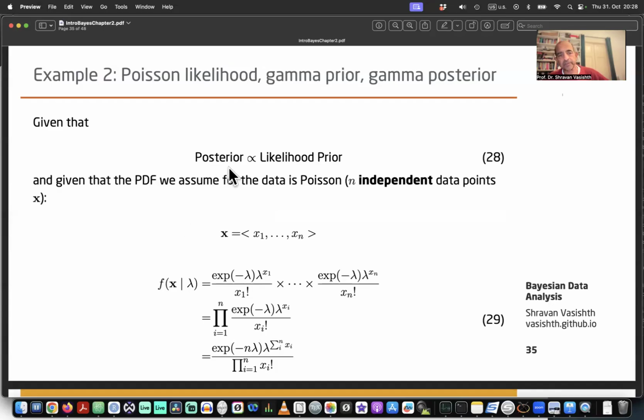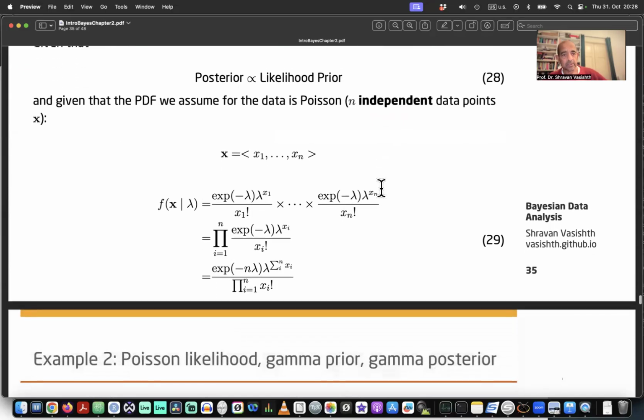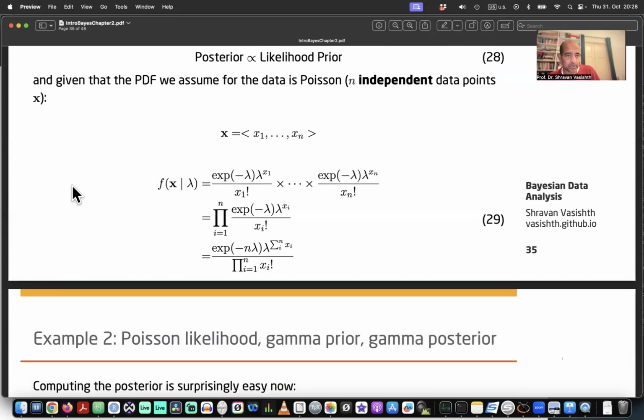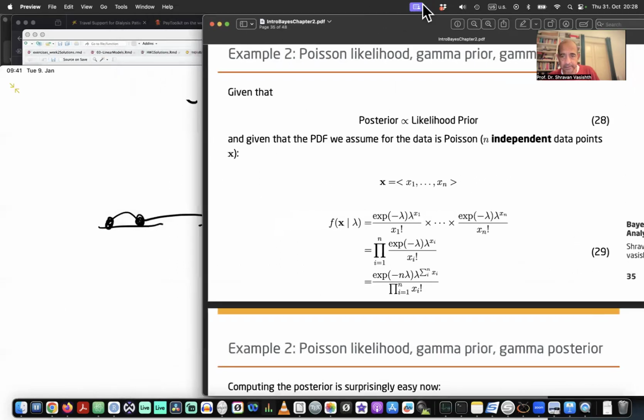We want to derive the posterior by multiplying the likelihood with the prior, right? So we know what the likelihood is. It's a Poisson. We are assuming n independent data points, and we're going to multiply this Poisson likelihood with the prior. Now one thing to notice is that I have n independent data points.